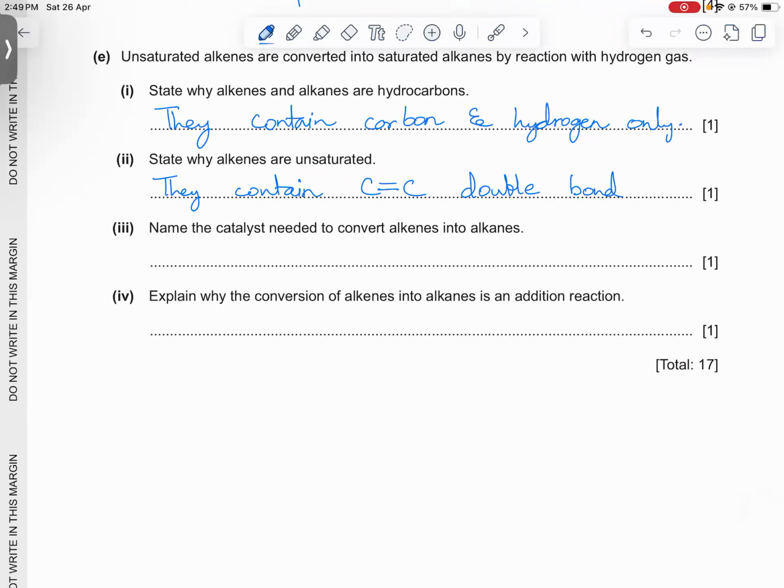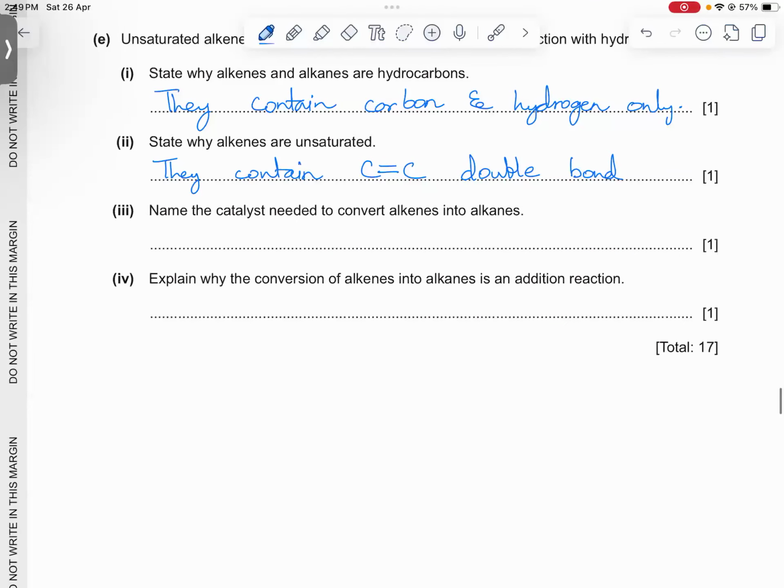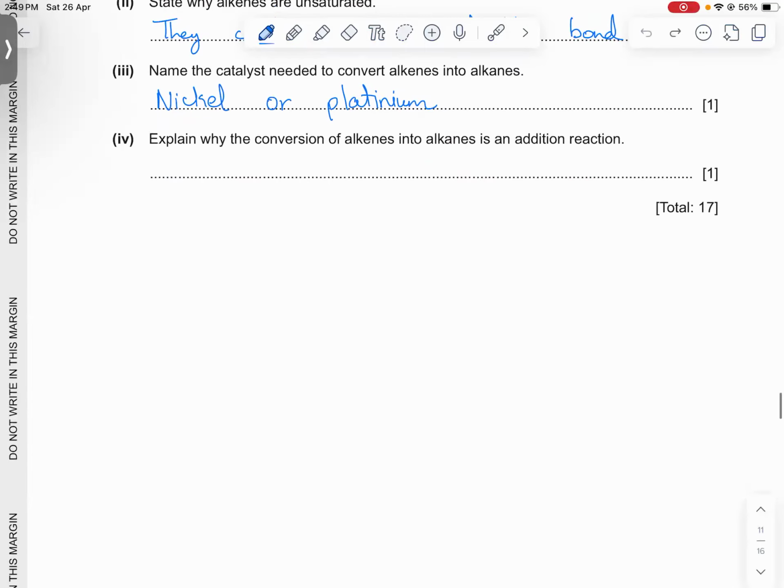Right? Name the catalyst needed to convert alkenes to alkanes. Which catalyst did we use? We used nickel, right? Or we could also use platinum. Platinum is also a catalyst that we can use, but the more famous one is the nickel that we use. Okay, right.